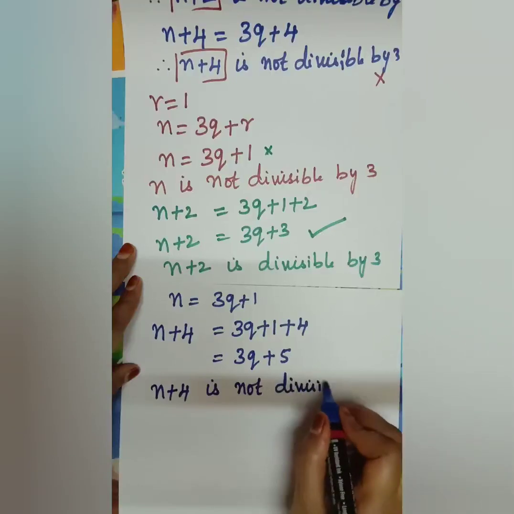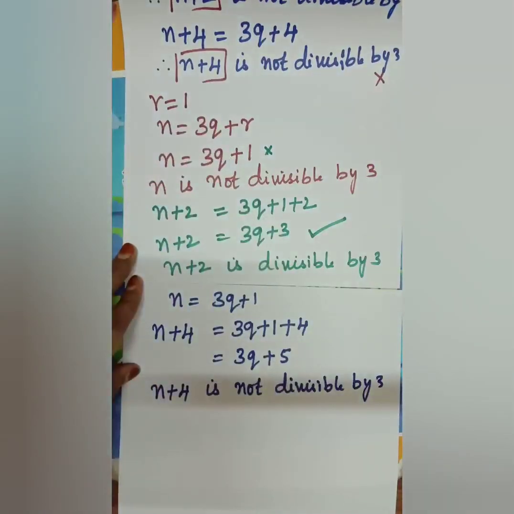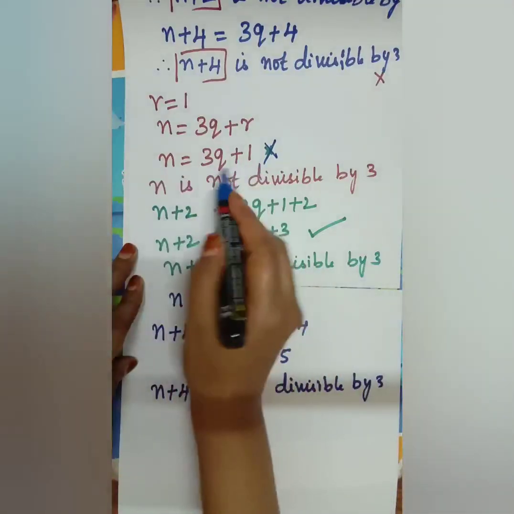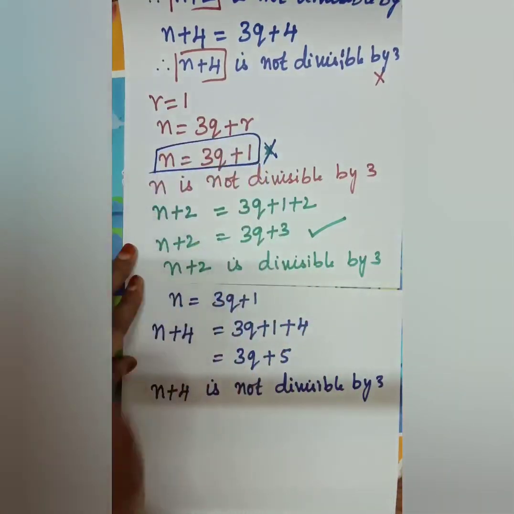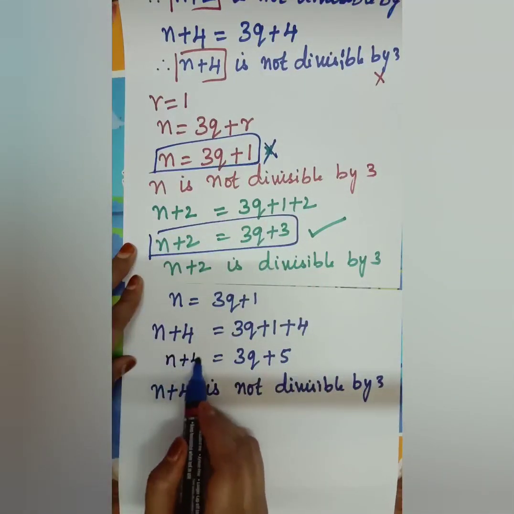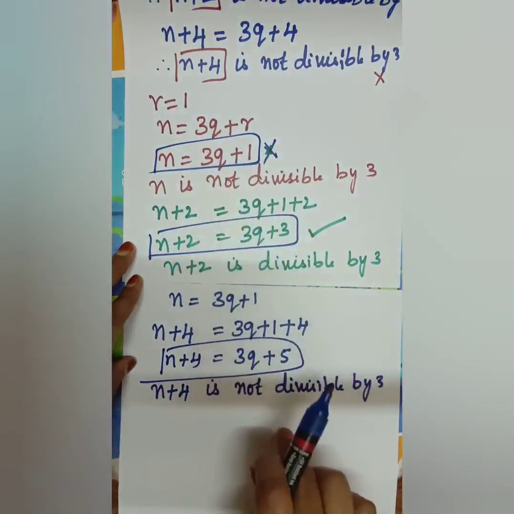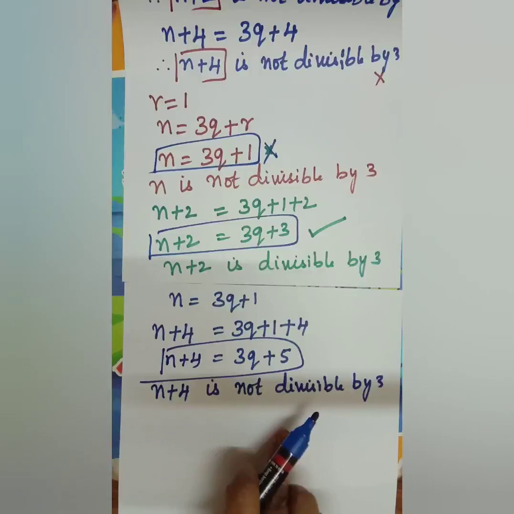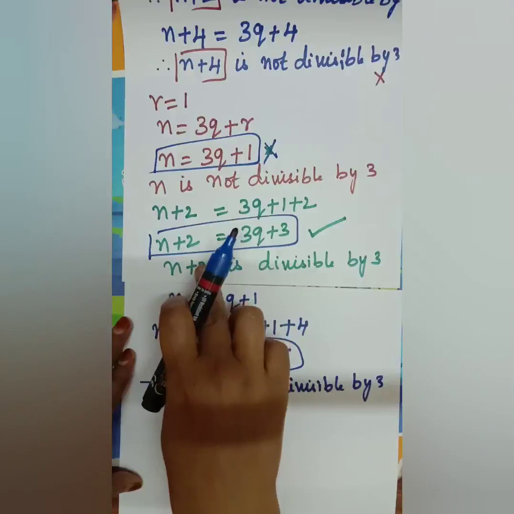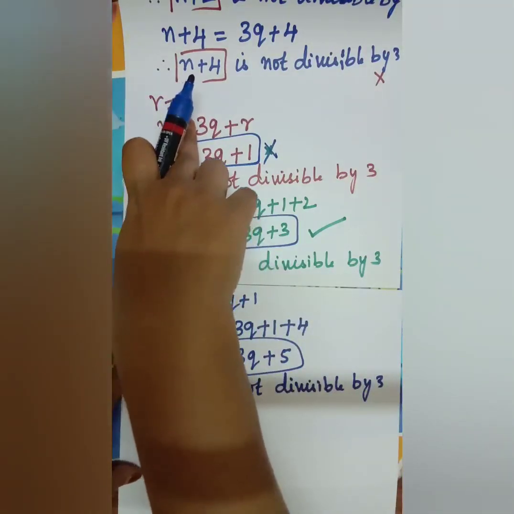When the remainder is 1, when we substitute remainder as 1, we got that n plus 2 is divisible. Out of these 3, that is n, n plus 2 and n plus 4, 1 is divisible, that is n plus 2. It asks us to show that 1 and only 1 out of n plus 2 and n plus 4 is divisible by 3 when we substitute remainder as 1.